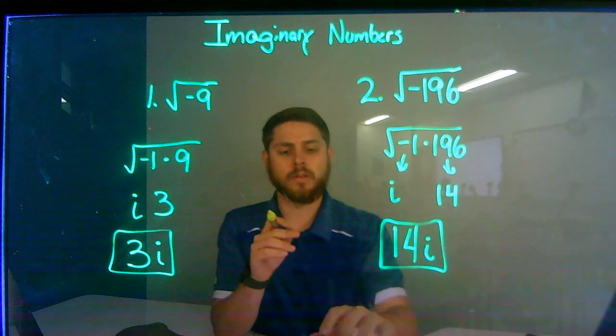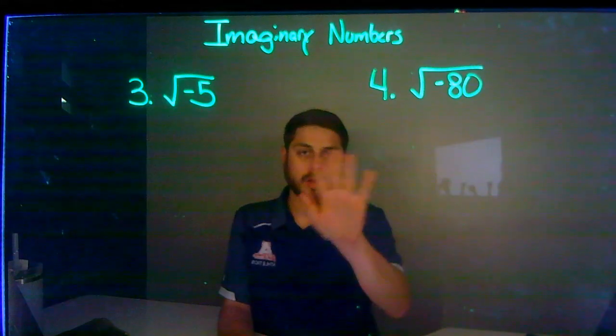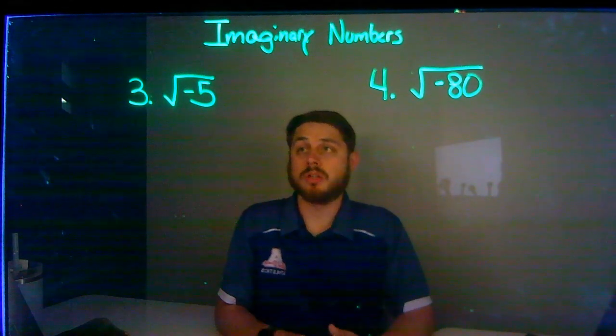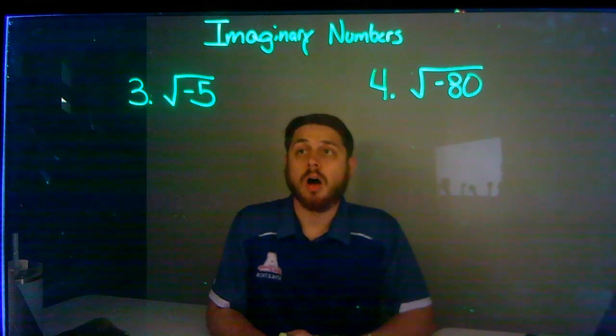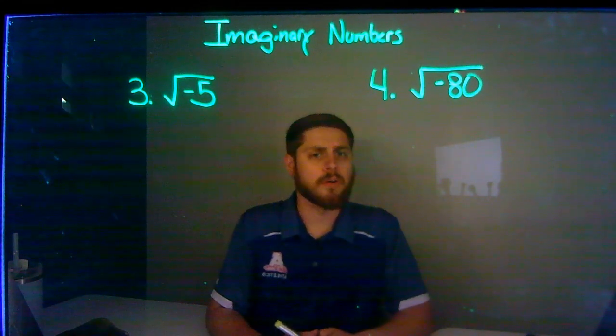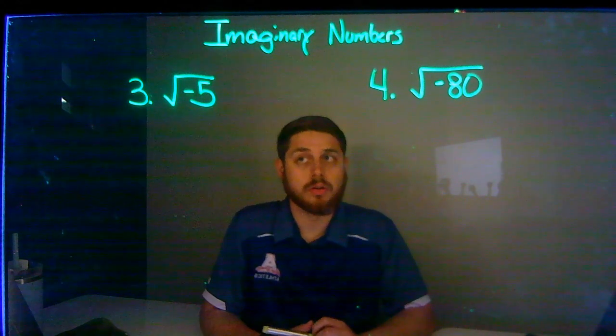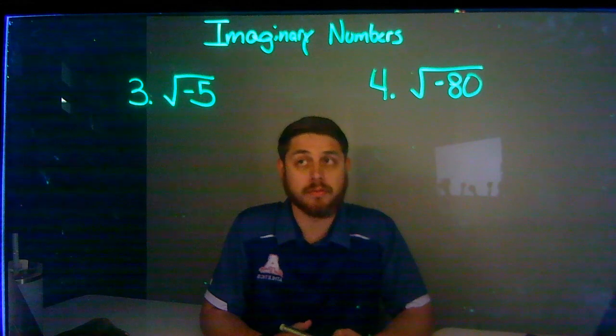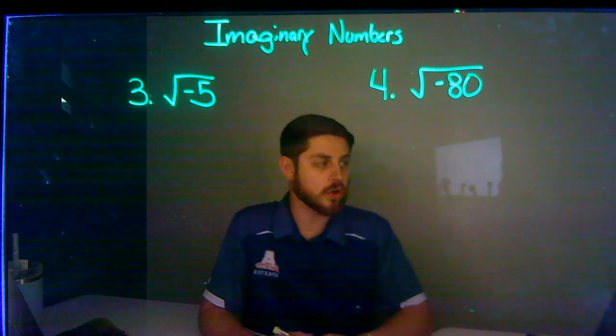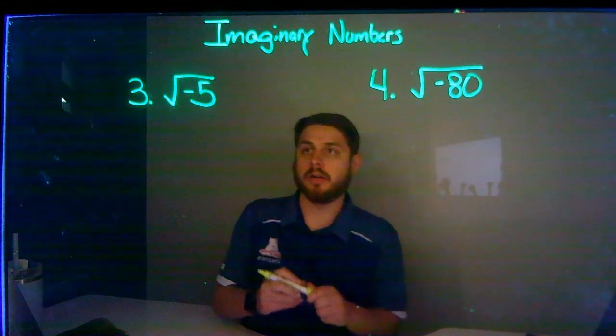So let me get this cleaned off and we'll get into the next part. Okay, so we're back with questions number 3 and 4. Now we're not necessarily working with perfect squares anymore, so we might have to break up that other number inside of the square root. So we're going to look at number 3 here.